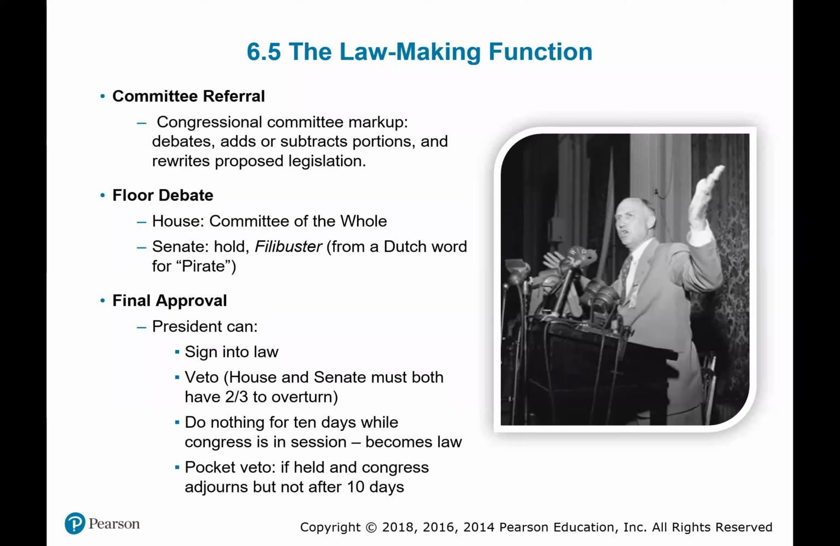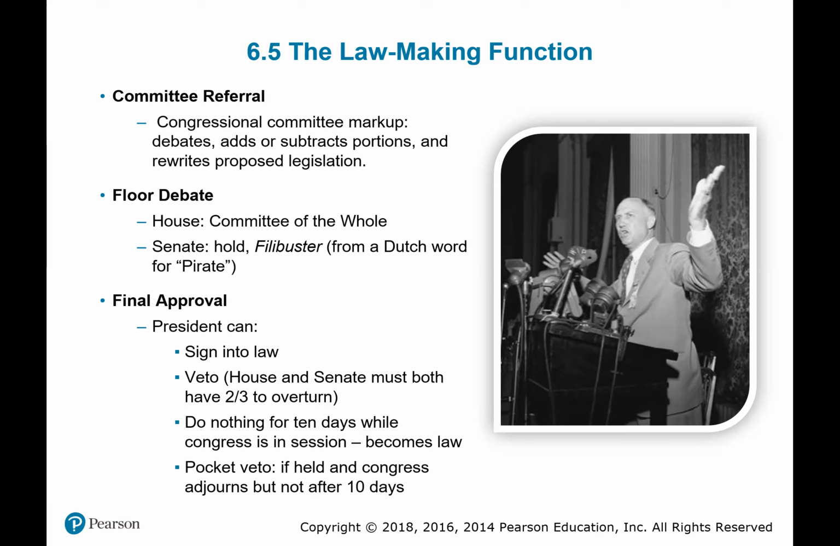Now, generally, a bill is referred to a committee and then is referred to a subcommittee, which does a lot of the grunt work, and then back to the committee. We'll go over that in a second. Only if the committee votes to move ahead is there floor debate.